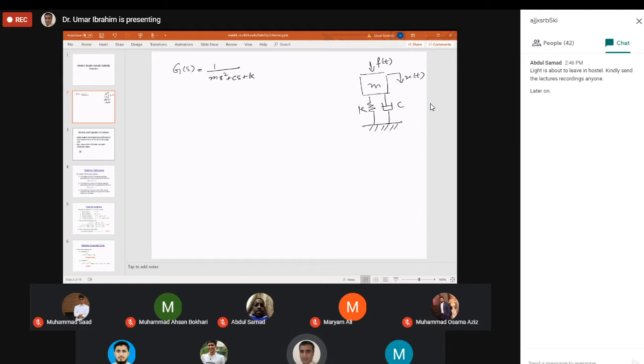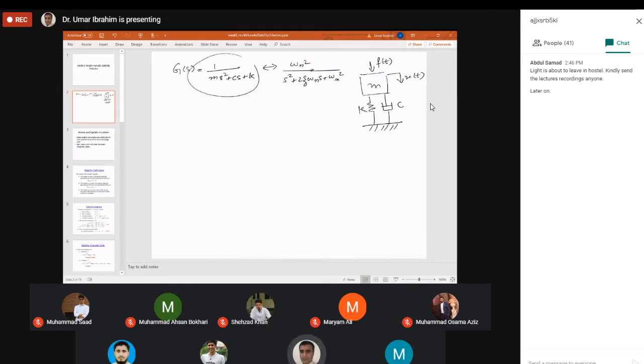So this is one form of the transfer function. Another standard form, in terms of omega n and zeta, will be omega n squared divided by s squared plus 2 zeta omega n s plus omega n squared. So just remember that this and this are not exactly equal. Okay, I've discussed that in the previous lectures.